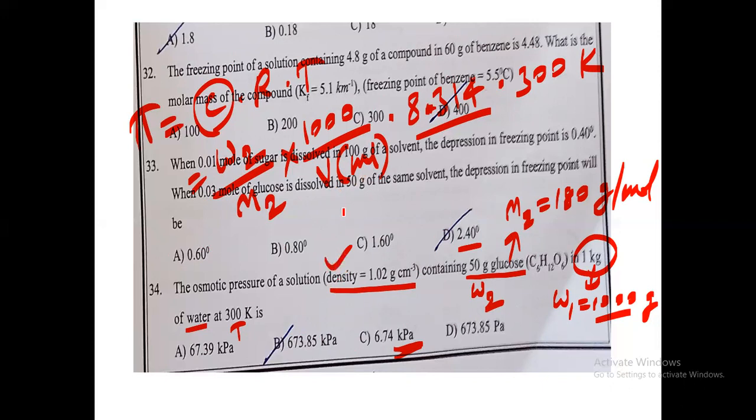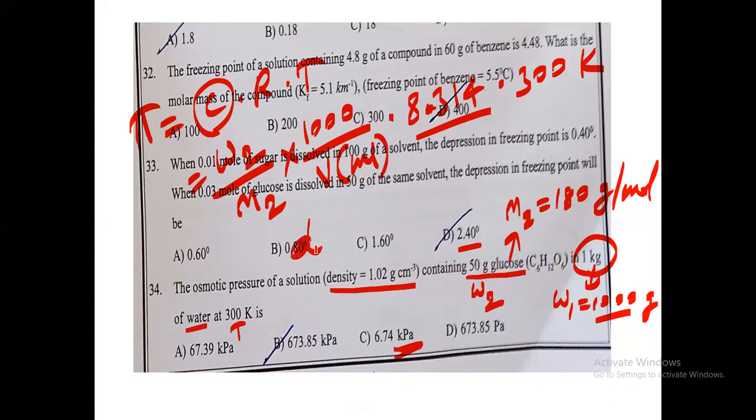So what is the weight of solution now? 50 grams of glucose plus 1000 grams of water. Solute weight is 50 grams. Solvent weight is 1000 grams. So 1050 is the total weight of solution, the total mass of solution. And density of solution is given. Now what is the relation between density and mass?